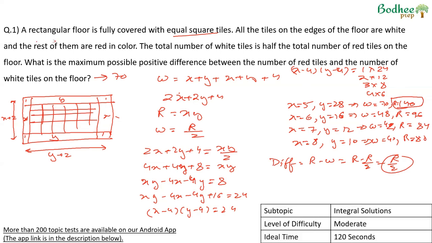I think a moderate level of difficulty question. Here the pattern would be visible, and therefore we won't have to check for all the numbers. Also, if we interchange the numbers, that is, we write this as 24 into 1, 12 into 2, the values of x and y will interchange, but these values will not change. Hence, 70 remains the answer.